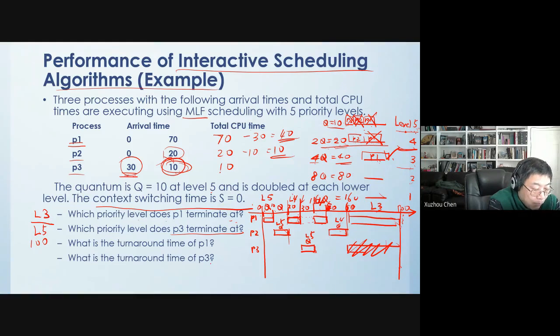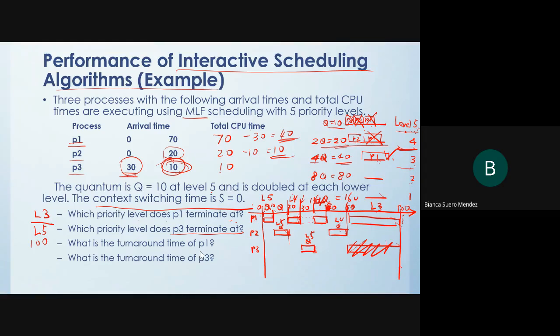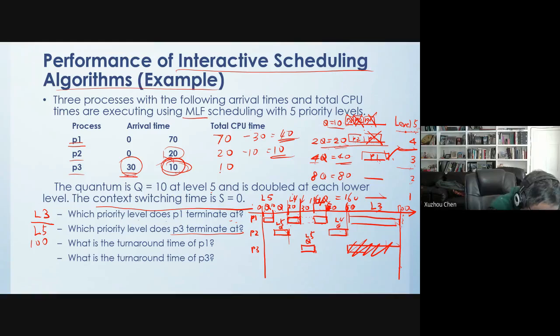And what is the turnaround time for P3? 40. P3 enters the ready queue at time 30, right? But immediately gets the CPU, so it completes at 40. So it's 40 minus 30, which is 10. Does that make sense to you?